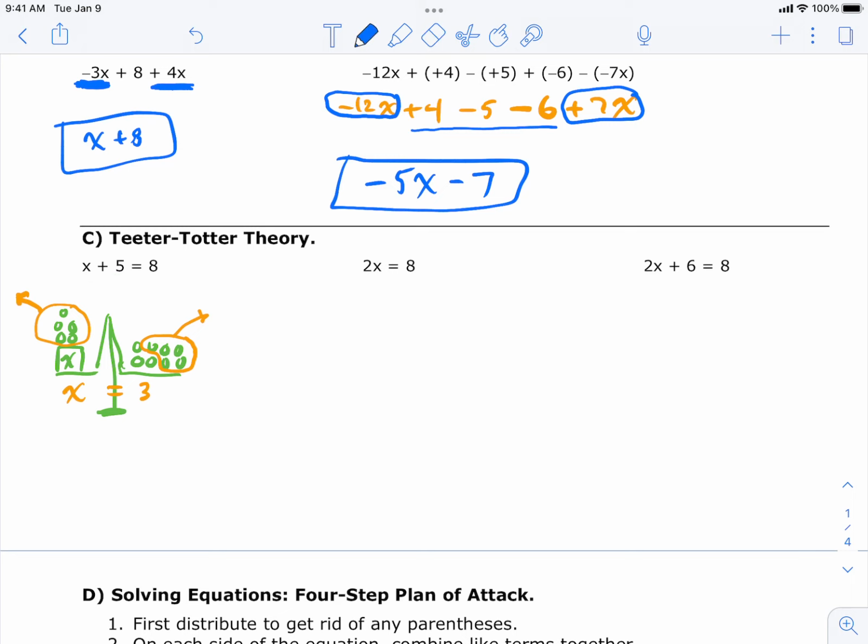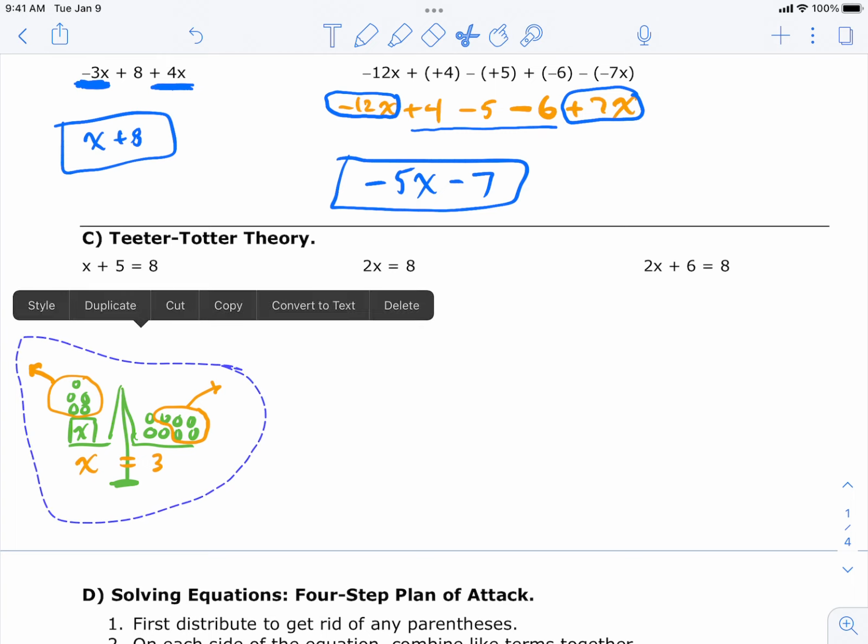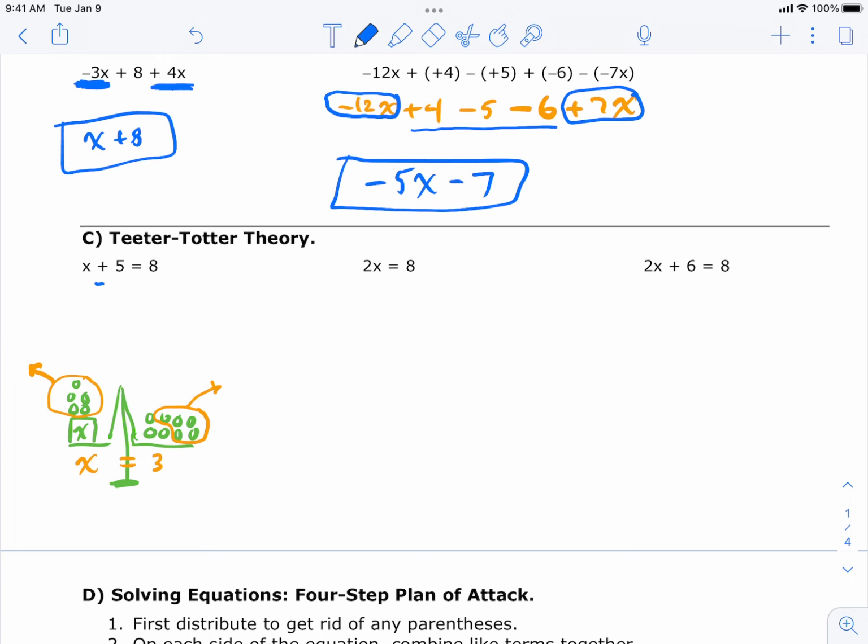So usually the way people do this is instead of drawing teeter-totters, they'll just do the old, hey, I'm going to subtract 5 on both sides of my equation. See? So over here, the plus 5 minus 5 cancels, and over here, the 8 minus 5 is a 3. Well, what you do to one side, you do to the other. That's the Teeter-Totter Theory.